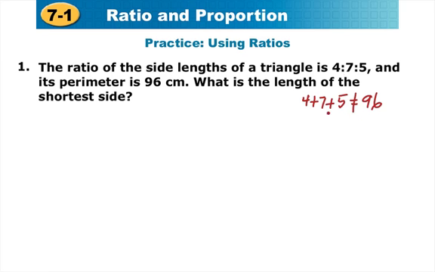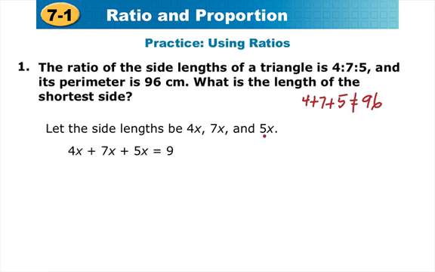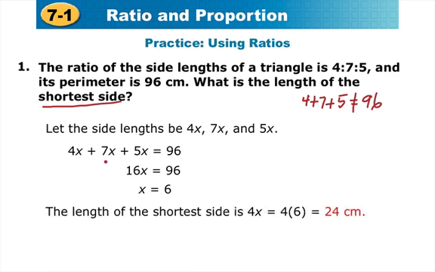So what you need to do is set up an equation, but it doesn't look like this. This is the equation that you need to set up. Since you're talking about a ratio, it's 4 times some common factor, 7 times that same common factor, and 5 times that common factor. So this is the equation that you have. You see it there. Apply some algebra. You get x equals 6. What is the length of the shortest side? So you multiply 4 times the shortest side, which is 4x, which gives you 24 centimeters.